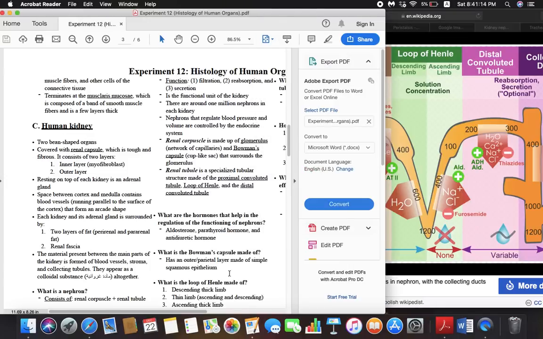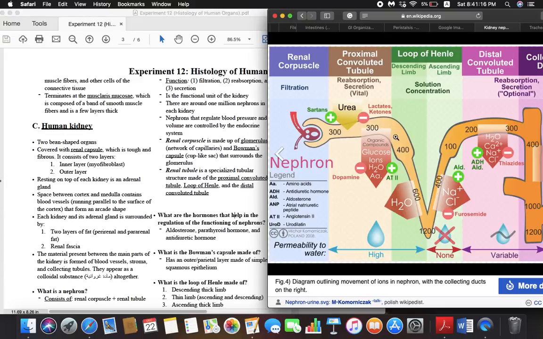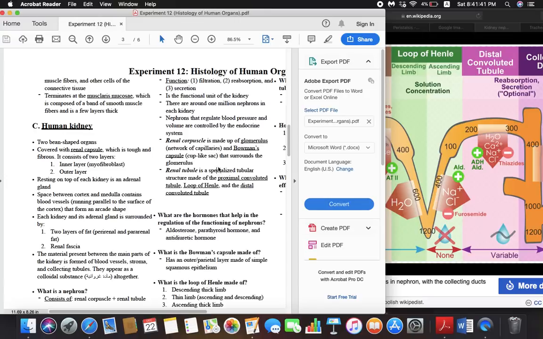What is the loop of Henle made of? It is made up of the descending thick limb, the thin descending limb, the ascending thin limb, and the ascending thick limb. In some books, it just refers to the ascending and descending thin limb as just the thin limb. So here we have descending thick limb, descending thin limb, ascending thin limb, and ascending thick limb.